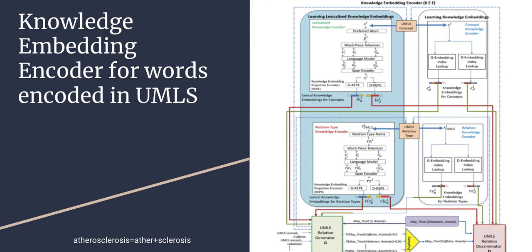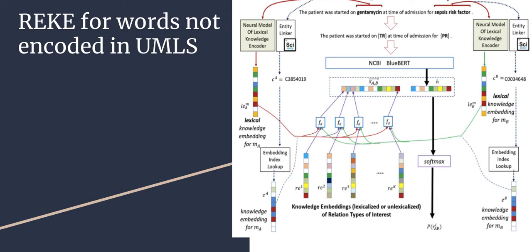That's how this knowledge embedding encoder is learned, but it can only be used for the words encoded in the UMLS. For the words not encoded in the UMLS, they used an additional scispaCy entity linker to link the entities to the UMLS. Otherwise, this relation extraction system is the same, just from a different angle.